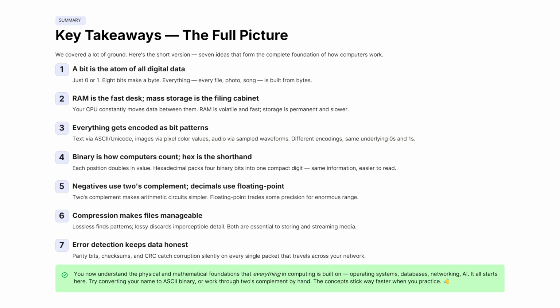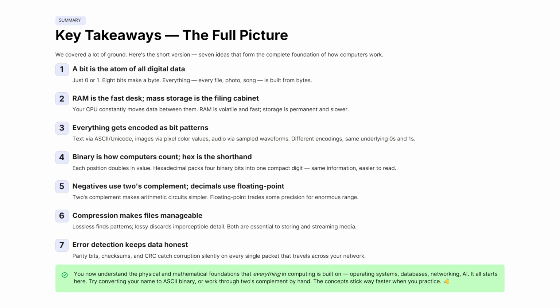Compression makes files smaller. Losslessly by finding patterns, lossily by discarding imperceptible detail. Error detection keeps data honest. Parity bits, checksums, and CRC catch corruption before it causes problems. You now understand the physical and mathematical foundations that everything in computing is built on. Seriously. Operating systems, databases, networking, AI, it all starts with what we talked about today.